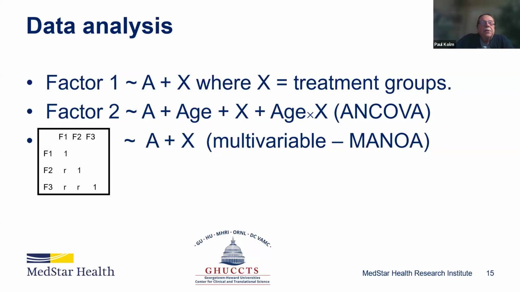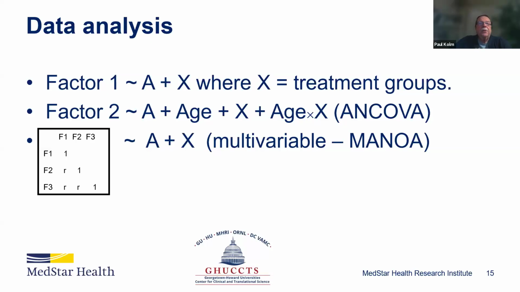If you analyze each one separately, then you potentially have the issue of inflating the type 1 error rate. So legitimately, you can't really test each factor separately at 0.05. You'd have to make some adjustment for multiple testing. But one way to avoid that is to do a multivariable analysis of variance, or a MANOVA. And so in that case, our outcome is a linear combination of the 3 factors. And I've represented that by the matrix of the 3 factors here.